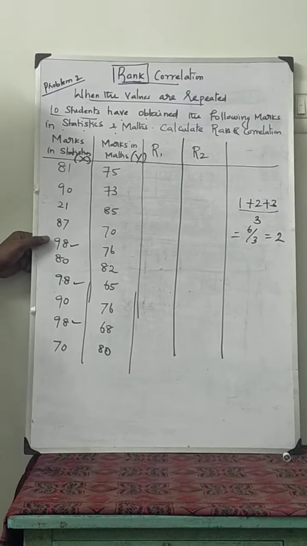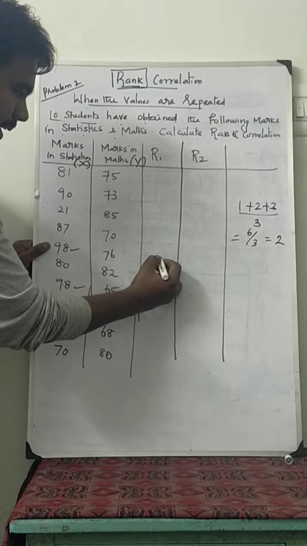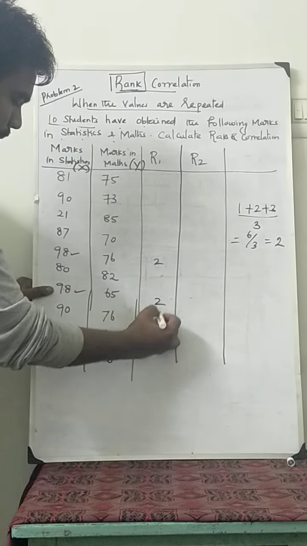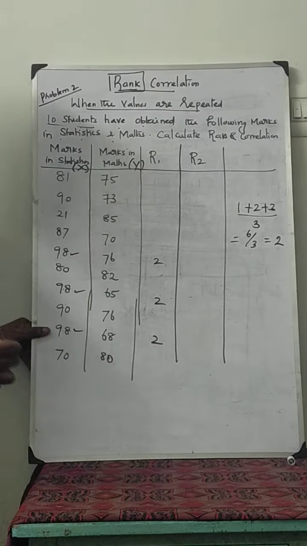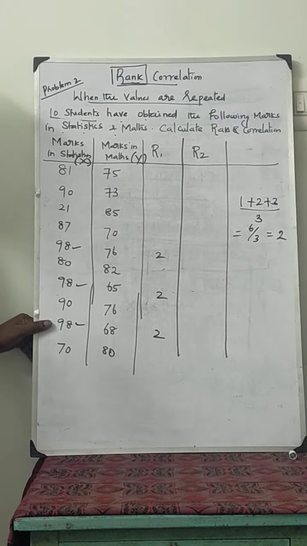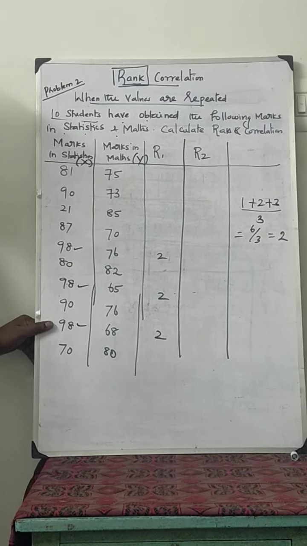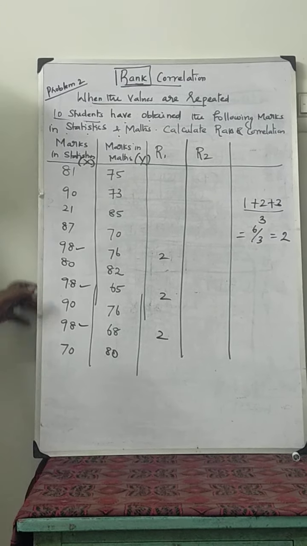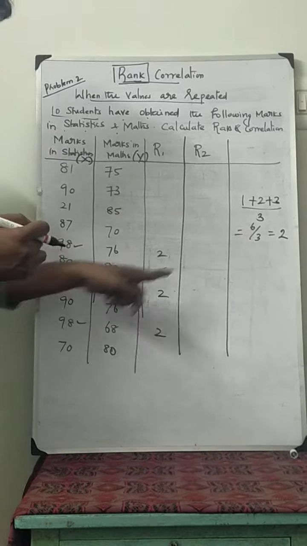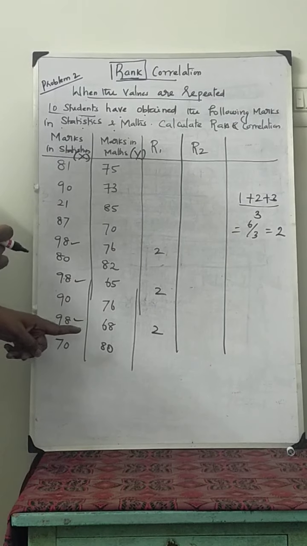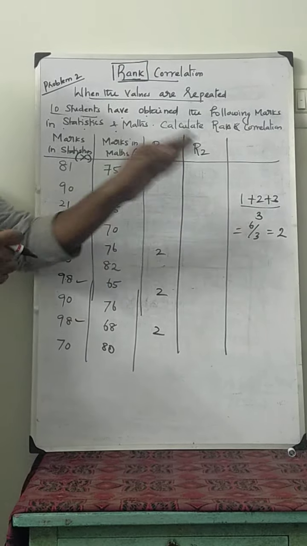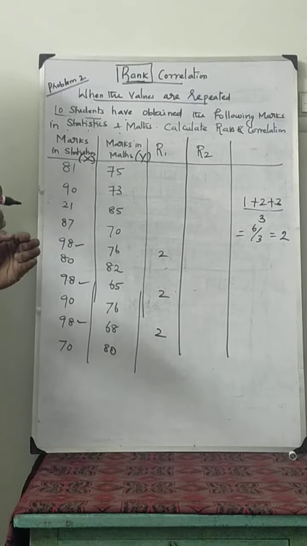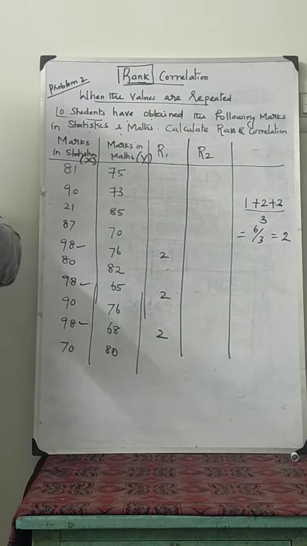So 98 gets 2, 2, and 2. In these situations you should not assign the ranks in order as first rank, second rank, third rank. We have to follow this procedure for assigning the rank for repeated values. Now that we have assigned 3 ranks for 98, the next rank to assign is the 4th rank.